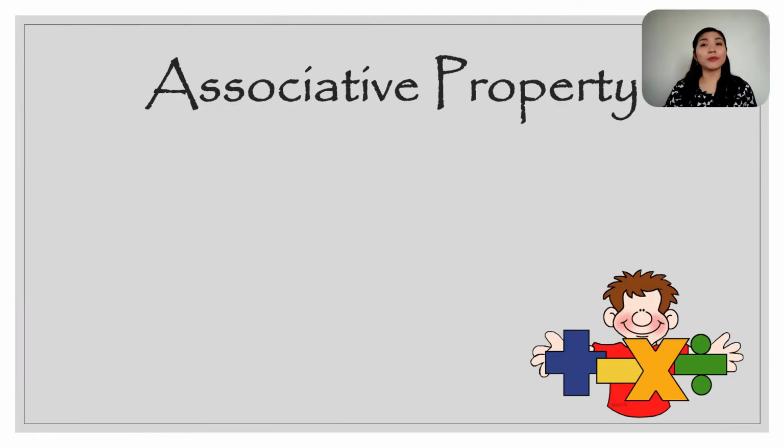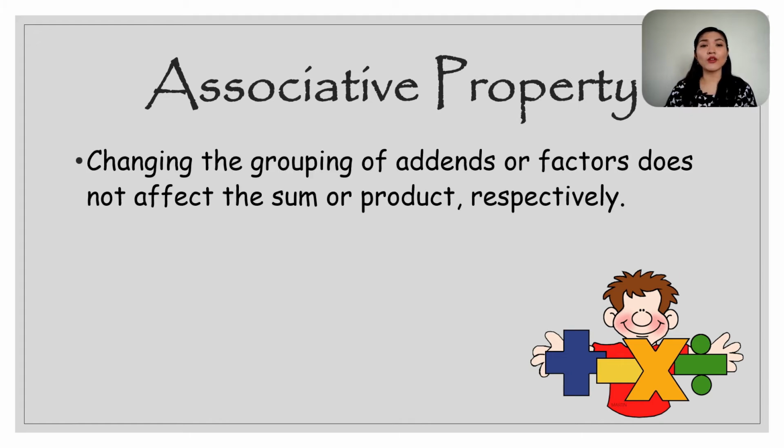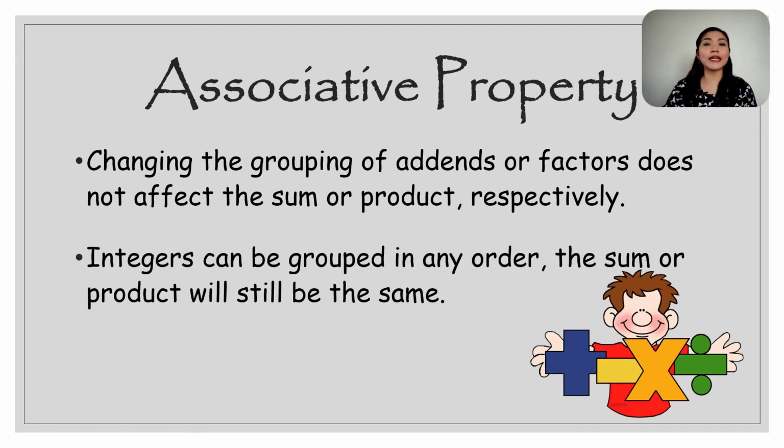In addition and multiplication of integers, changing the grouping of addends or factors does not affect the sum or product respectively. This is called the associative property. Integers can be grouped in any order. The sum or product will still be the same.